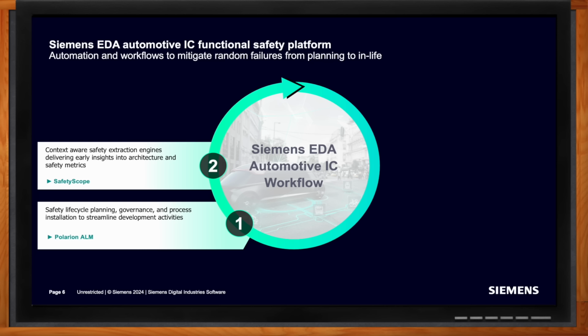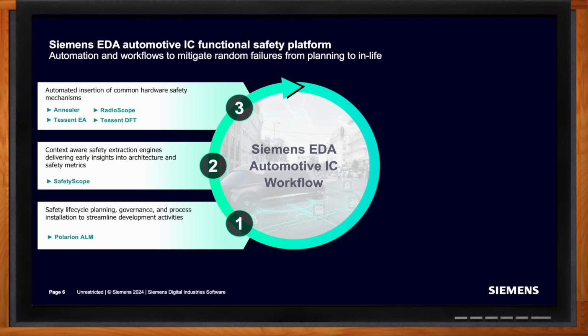If you go to the third part here, once the safety mechanisms are identified and you know what you want to actually add in, we have a suite of tools that automate the insertion of those safety mechanisms. So the insertion of hardware safety mechanisms like duplication or parity, ECC, and we can also leverage the hardware with mission mode to perform in-system tests. So our Tessent embedded analytics rounds out the insertion offering by putting together disparate safety mechanisms, BIST as well as hardware safety mechanisms.